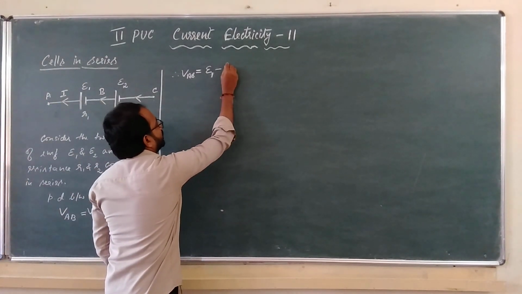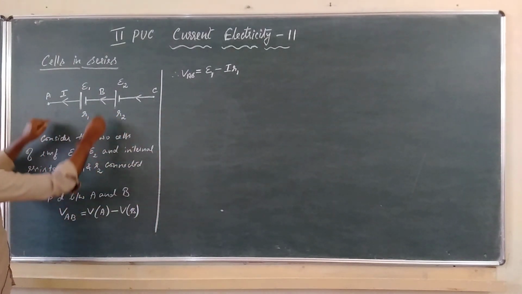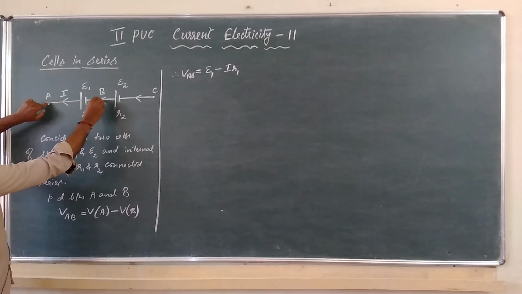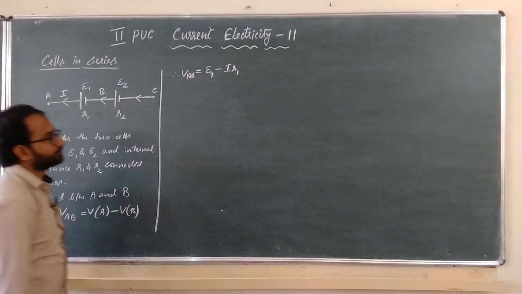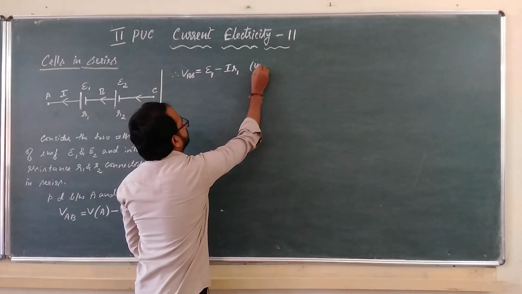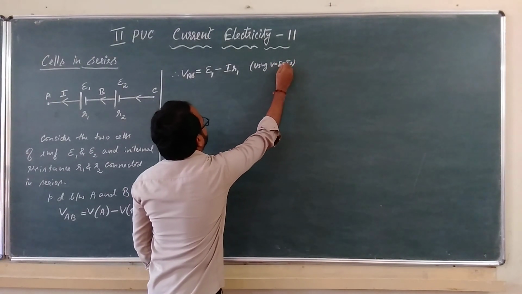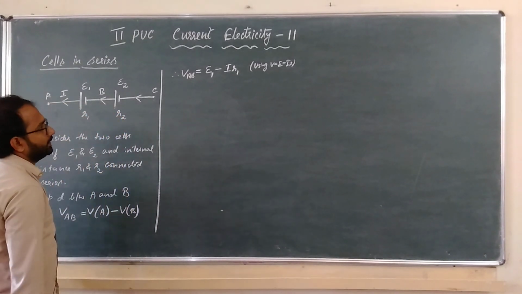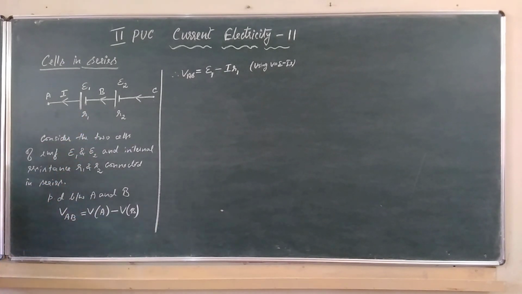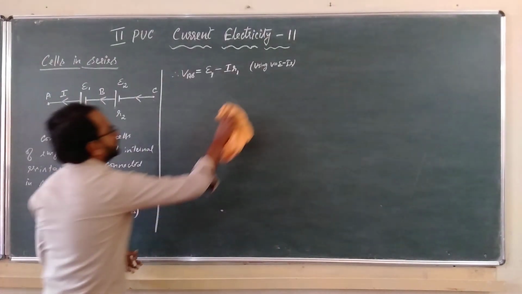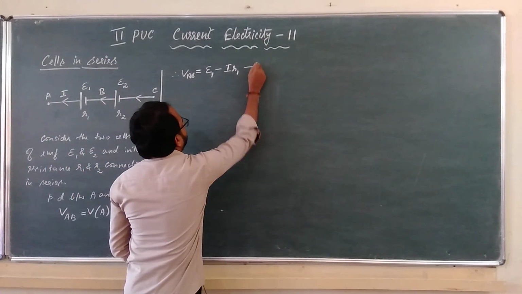Therefore, voltage drop across the internal resistance is IR1, that is the lost volt. Therefore, the terminal potential difference across AB across the first cell is E1 minus I into R1. Okay, so using V is equal to E minus IR. Okay, right. So what is the terminal potential difference across the second cell? So this is equation 1.